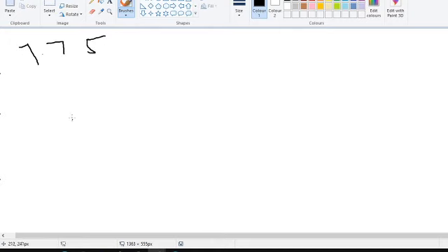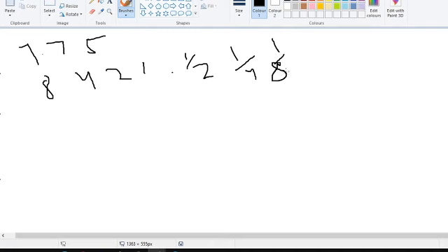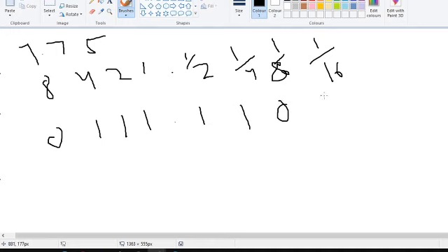7.75. Obviously, it goes 8, 4, 2, 1, point, and then a half, a quarter, an eighth, a 16th. Let's just leave it as 8, as in 8 bits. So that would obviously be 1, 1, 1, 1, 0.1100.